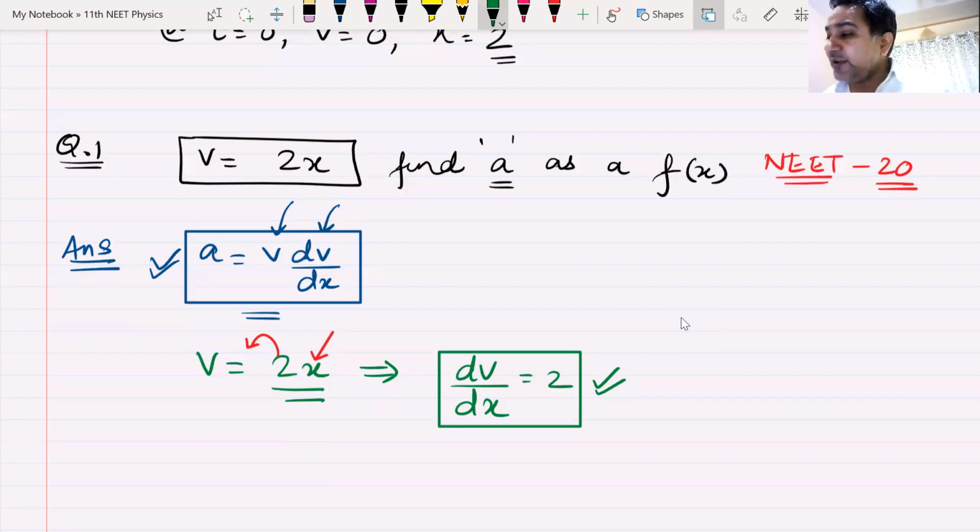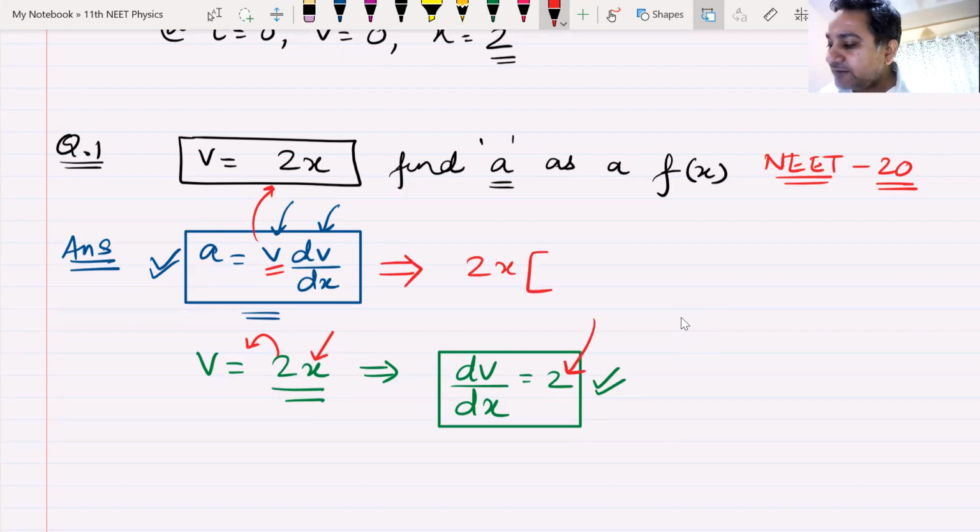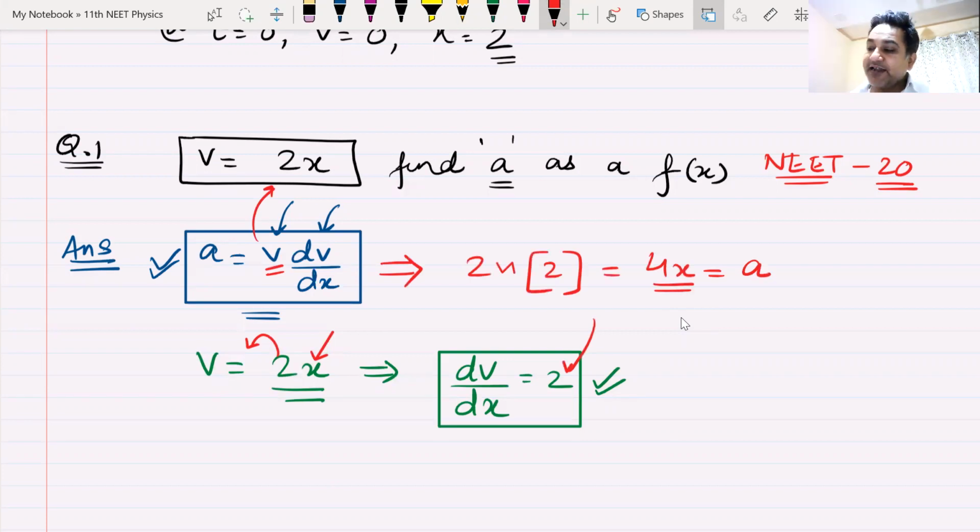So now, how do I get the acceleration? Acceleration is v multiplied by dv by dx. So how much is v? v is 2x. 2x multiplied by dv by dx. dv by dx is 2. So my acceleration becomes 4x. That is the value of my acceleration.